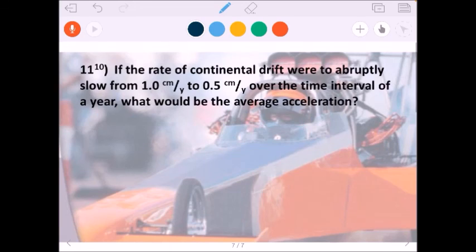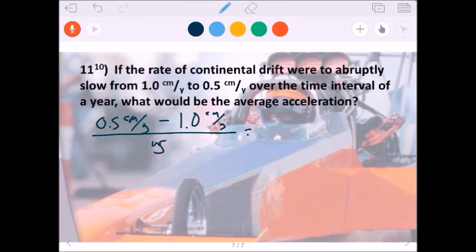Now let's try number 11. If the rate of continental drift were to abruptly slow from 1 centimeter per year to 0.5 centimeter per year over a time interval of a year, what would be the average acceleration? So our final velocity would be 0.5 centimeters per year minus our initial velocity of 1.0 centimeters per year over our time frame of 1 year. So that gives me a negative 0.5 centimeters per year divided by the year, which is negative 0.5 centimeters per year squared as my average acceleration.